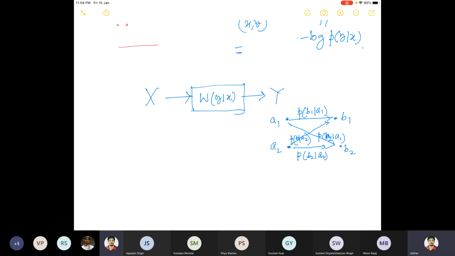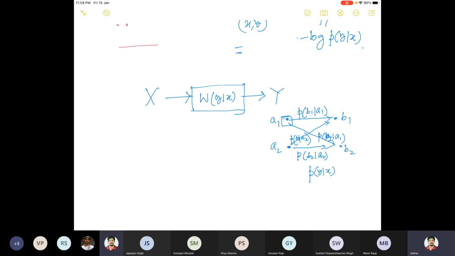Okay, because this is what it is. So this is probability of Y given X. Now once you fix X, this will define a probability distribution, right? Because this X is fixed, for example. We had seen it last day in the example of the binary symmetric channel.